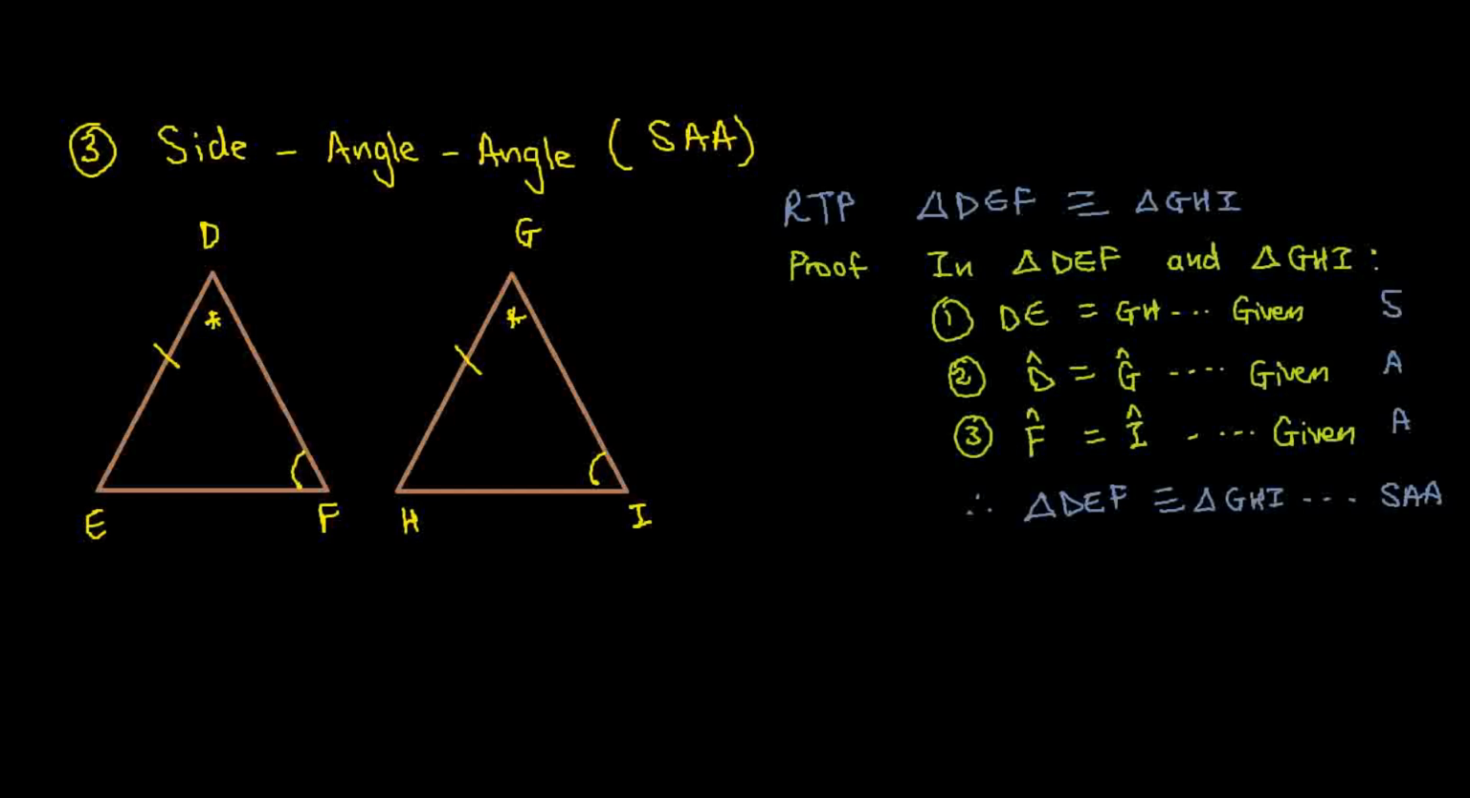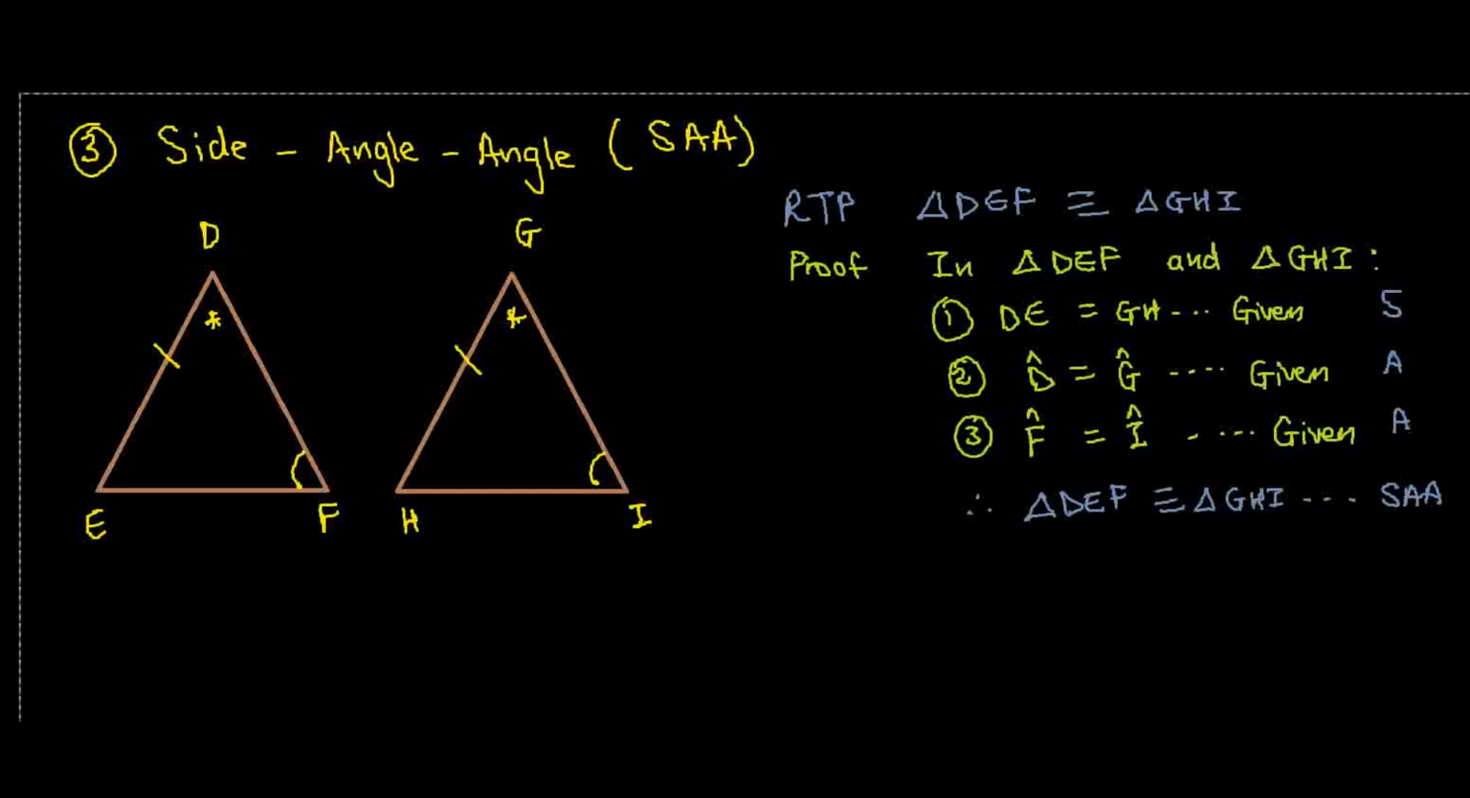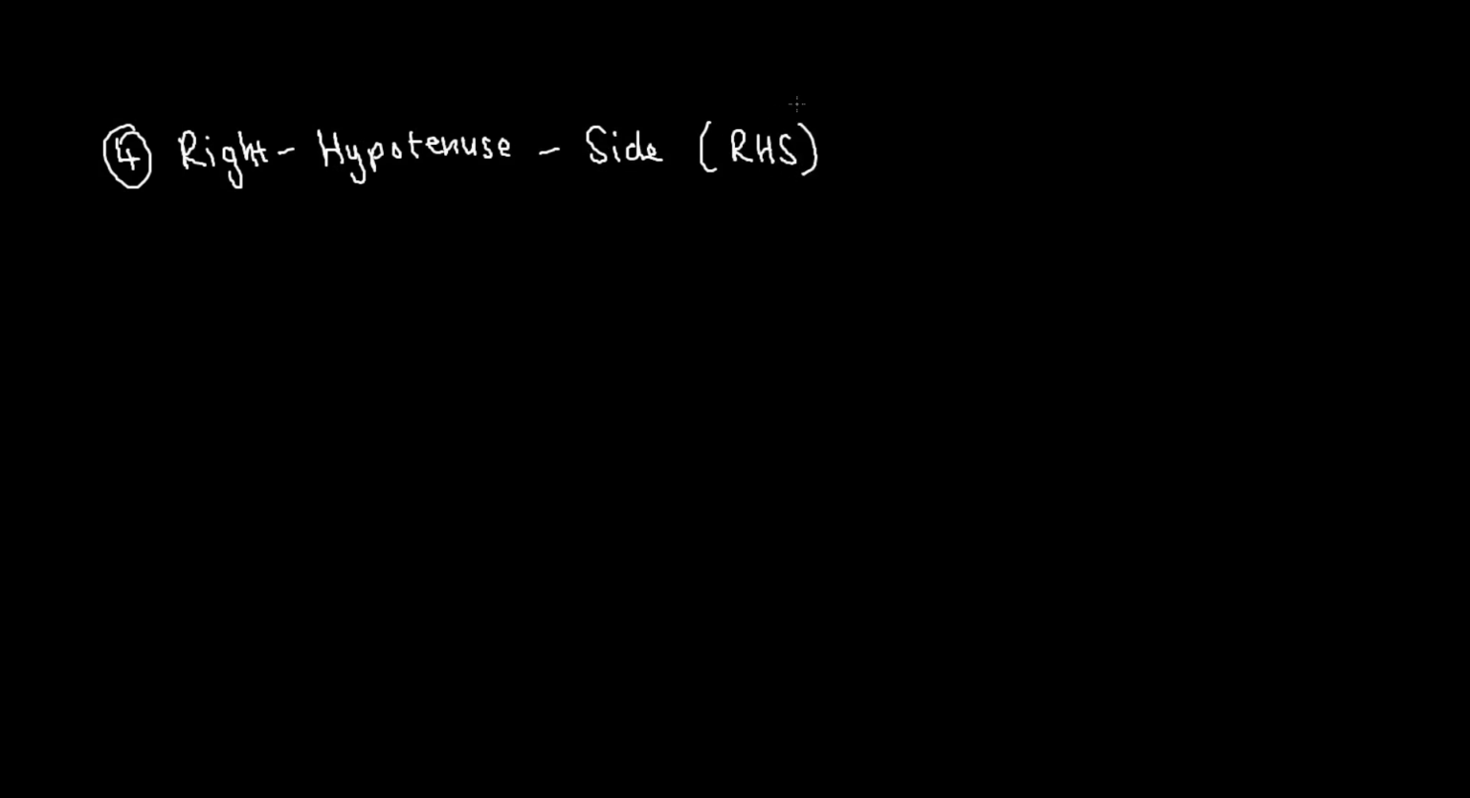Now the last method of congruency has to do with the right angle triangle, which is quite interesting. And we will look at a lot of right angle triangles when you look at the theorem of Pythagoras specifically, because the theorem of Pythagoras applies to right angle triangles. So let's quickly write this out. So we have the fourth method to prove congruency, which is right angle, hypotenuse, side. Right angle, hypotenuse, side, abbreviated as RHS.